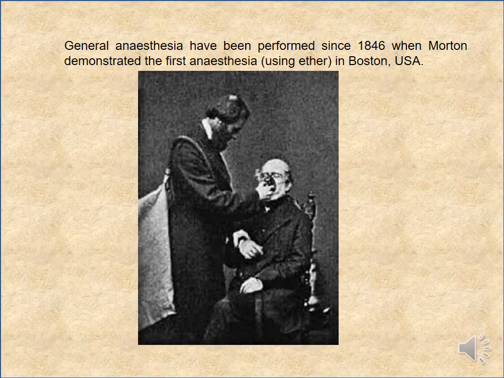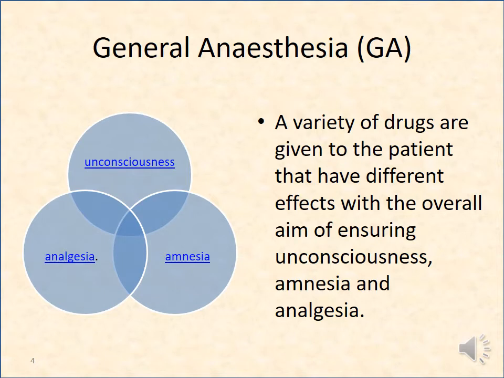General anesthesia has been performed since 1846, when Morton demonstrated the first anesthesia using ether in Boston, United States of America. General anesthesia has three important things. A variety of drugs are given to the patient that have different effects, with the overall aim of ensuring unconsciousness, amnesia, and analgesia. These are three important factors for the patient undergoing any major operation.